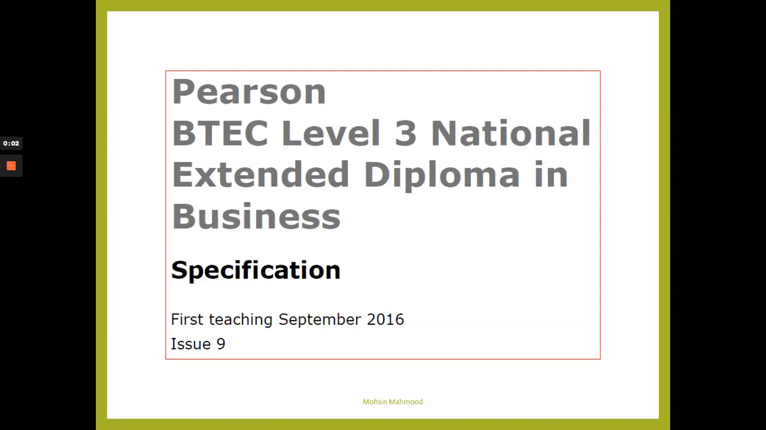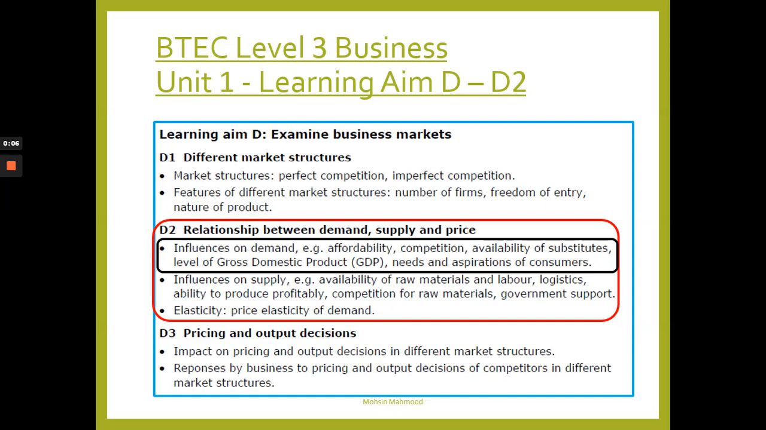Okay, so we're looking at BTEC Level 3 National Extended Diploma in Business. We're looking at Unit 1, Learning Aim D, and we're looking at D2 today. So we're looking at the relationship between demand, supply and price. And in this lesson we'll only be looking at the influences on demand. Okay, so we'll be looking at affordability, competition, availability of substitutes, level of GDP, gross domestic product, and needs and aspirations of consumers, and how these affect demand.